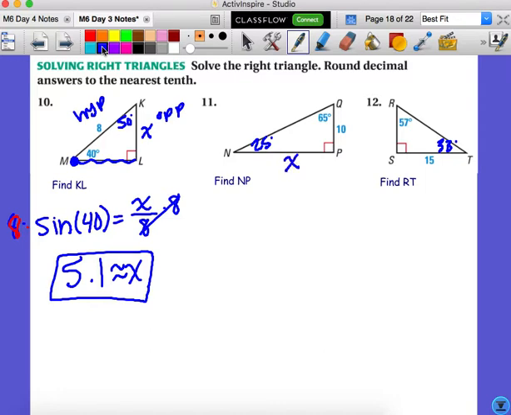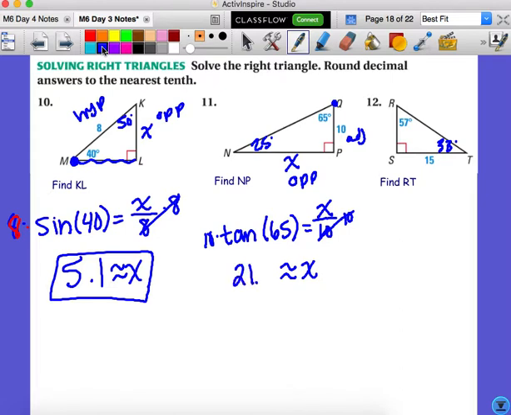So solving for NP, again, I can pick my viewing angle as 25 or 65, that's up to me. I'm typically going to just pick whatever they started with. So looking from Q, I have my opposite and my adjacent. So opposite and adjacent is the tangent function. So the tangent ratio from 65 degrees should be the opposite over the adjacent. To get x by itself, multiply by that denominator, and in my calculator, 10 times the tangent of 65 means that x is approximately 21.4.